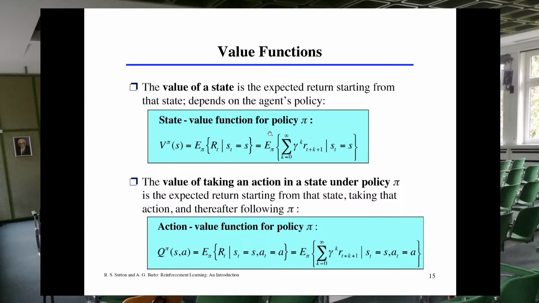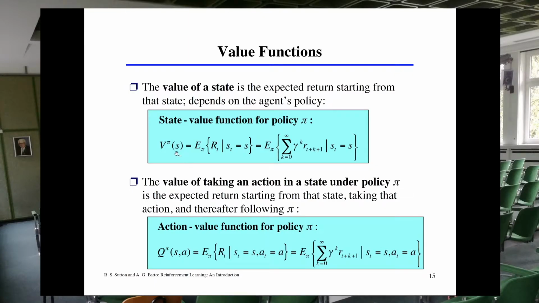So we can rewrite this in the way we defined the return in the previous slides, like the discounted sum of the rewards from k equals 0 to infinity given the current state s. The value of taking an action in a state under policy pi is the expected return starting from that state, taking that action, and thereafter following pi.